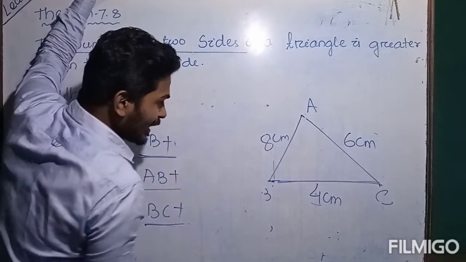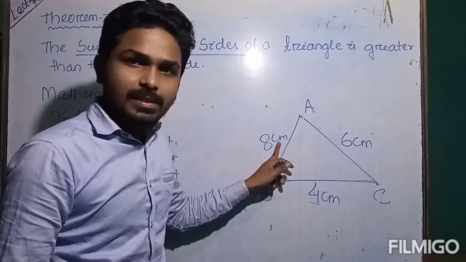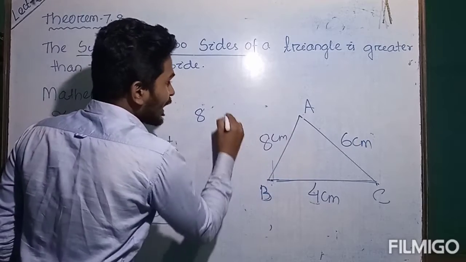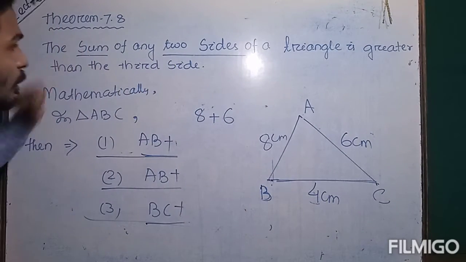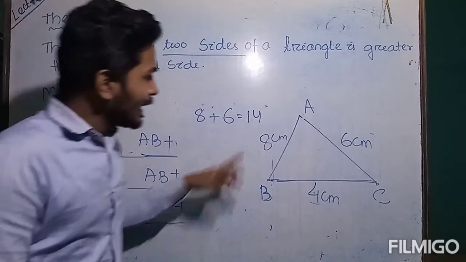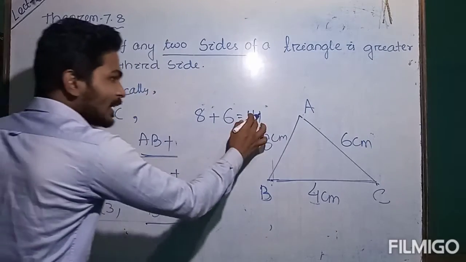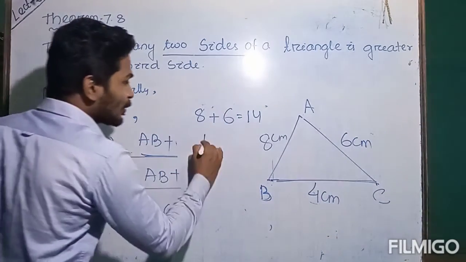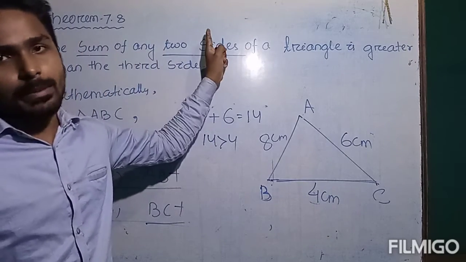In order to verify it, we have to choose any 2 sides. Suppose I have chosen this side and this side, AB and BC, and add them, because here I have to find the sum. Then the result is 14. Now tell me, which is the third side here? This is the third side. Is 14 greater than 4? Is it true or false? Yes, it is true. 14 is greater than 4. So this condition holds good for theorem 7.8.